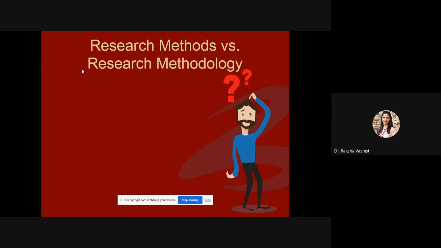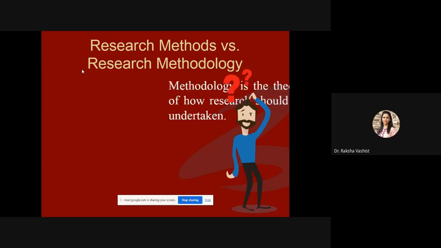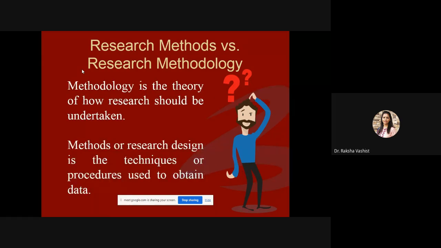Methodology is entirely different, and research methods are entirely different. So let's move on to the difference between research methodology and research methods. Basically, research methodology is the theory. Research methodology is the overall theory of how research should be done, and it discusses every aspect of your research process.